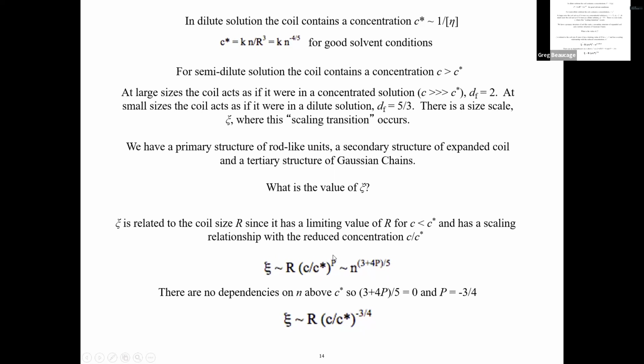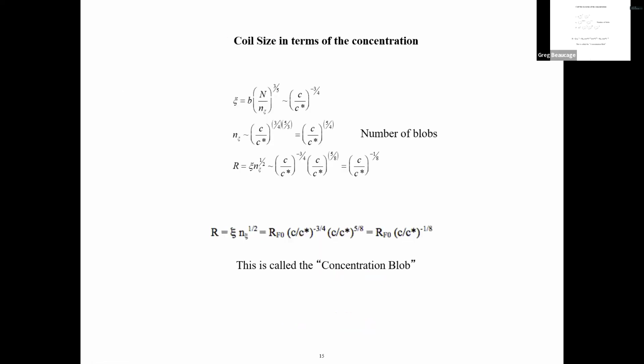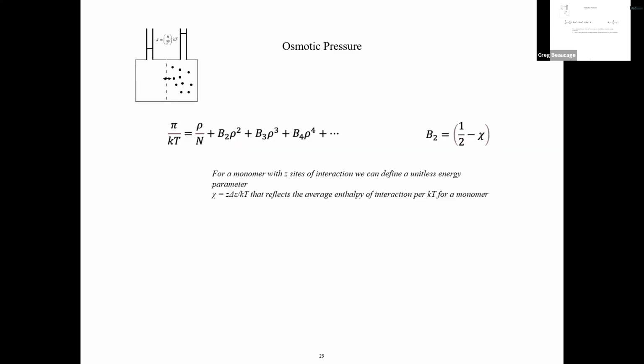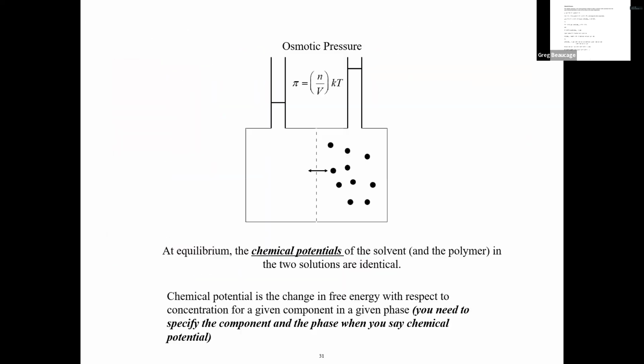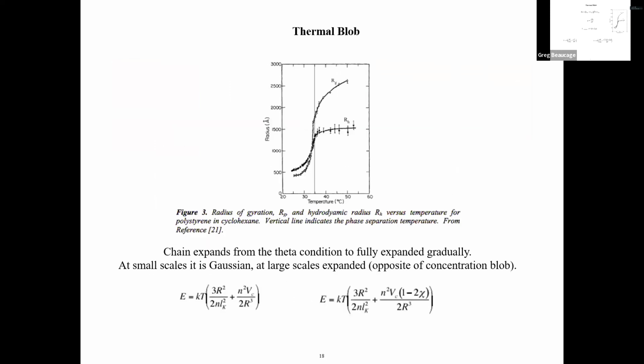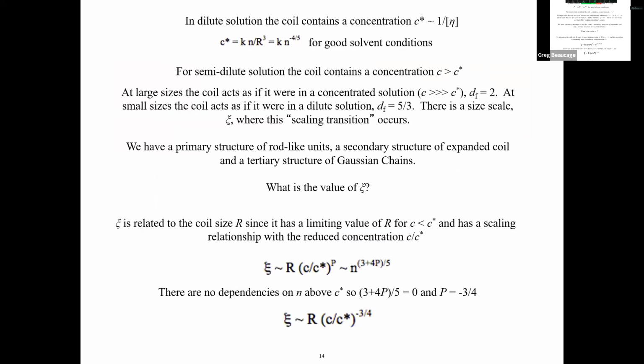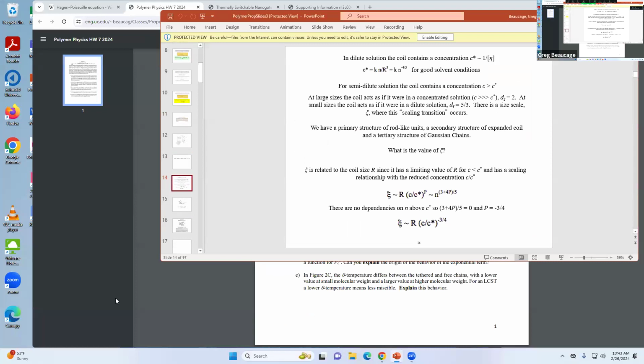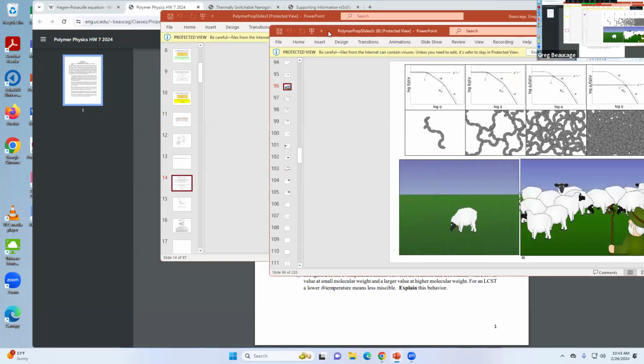So then you say, well, if you're above the overlap concentration, then nothing can depend on N because you can't see N. Right. So how that works, this is slide 14. Let me remember that. I think it's in the other slide. Sorry. We go to the other PowerPoint. So this is the way it works.